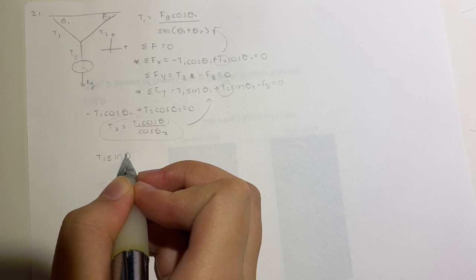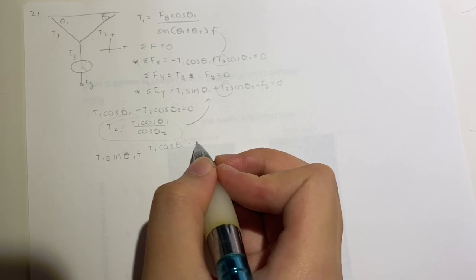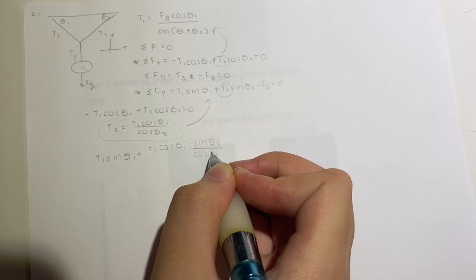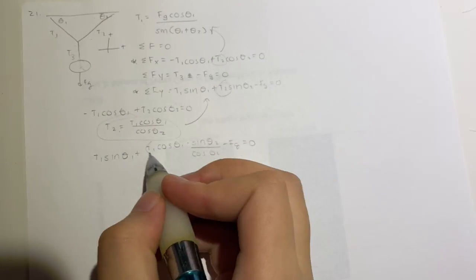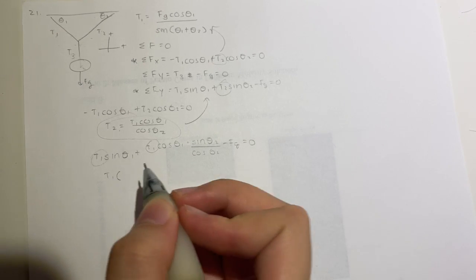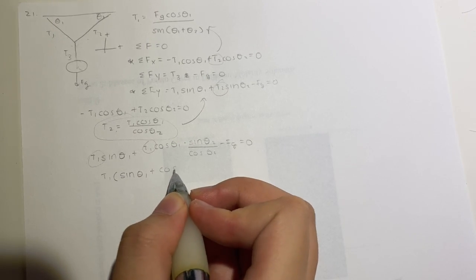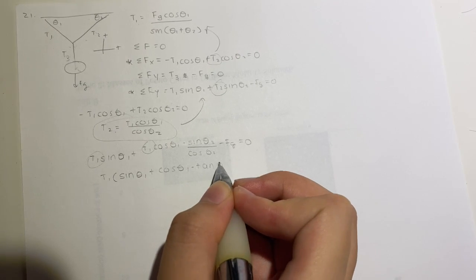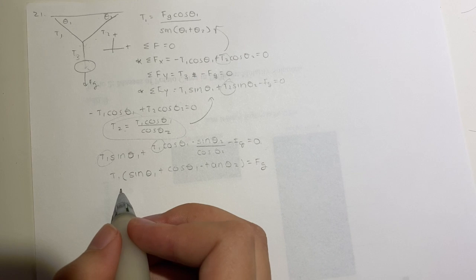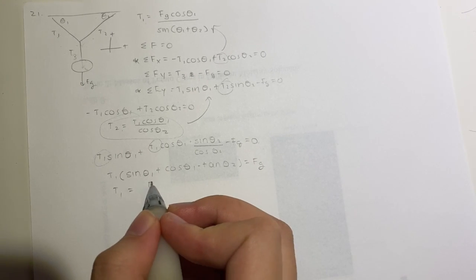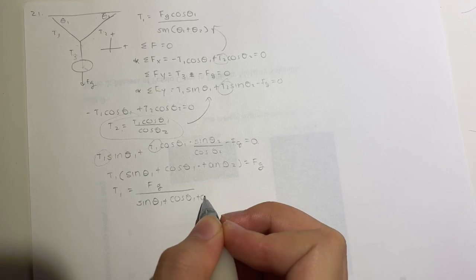That gives us T1 sine theta 1 plus T1 cosine theta 1 times sine theta 2 over cosine theta 2 minus F_g equals 0. And now we can solve for T1, which we can do by distributing and getting T1 times sine theta 1 plus cosine theta 1 times, this simplifies down to tan theta 2, which if we move F_g to the other side equals F_g. Dividing the equation by this expression right here, T1 equals F_g over sine theta 1 plus cosine theta 1 tan theta 2.